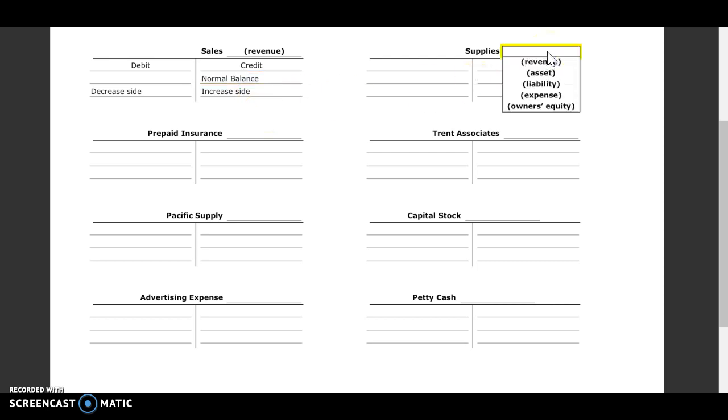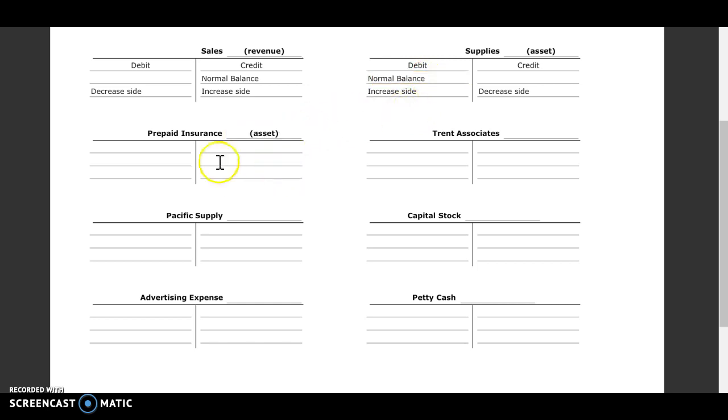Next one, supplies. Supplies are something that we own of value, so they're going to be an asset. Debit and credit sides never change, so debit on the left, credit on the right. An asset is on the left side of the equation, so it increases on the left, decreases on the right. Since it increases on the left, that is going to be our normal balance side. Prepaid insurance is also an asset. Debit on the left, credit on the right. It's on the left side of the equation, so it increases on the left, decreases on the right. And our normal balance is the same as the increase side, so it is the debit side.